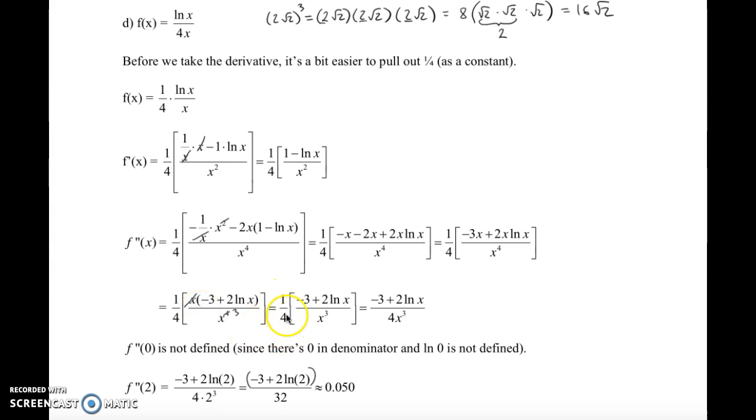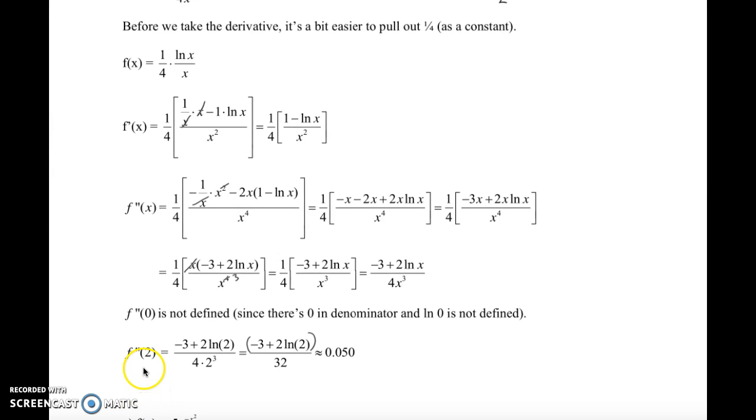All right. We still have this 1/4 out here, so we want to go ahead, bring it back in, and our simplified fraction is negative 3 plus 2 ln of x over 4x cubed, and this is going to go ahead and be our second derivative. Now, when we go ahead and plug in x is equal to 0, it makes the denominator undefined here. But remember, it was also undefined in our original function. So we already knew that was going to happen to us. So it's undefined, so we don't need to worry about finding the derivative at 0, the second derivative at 0.